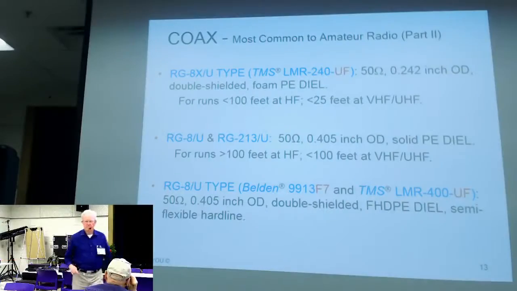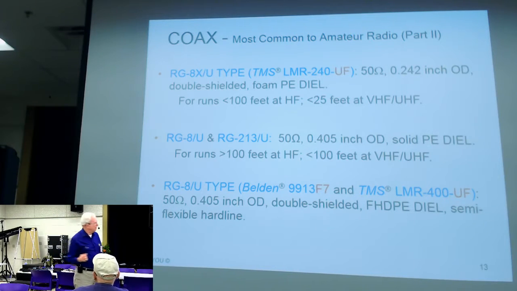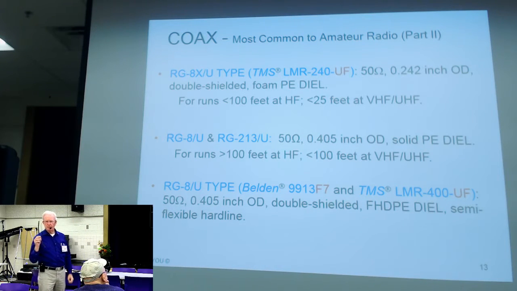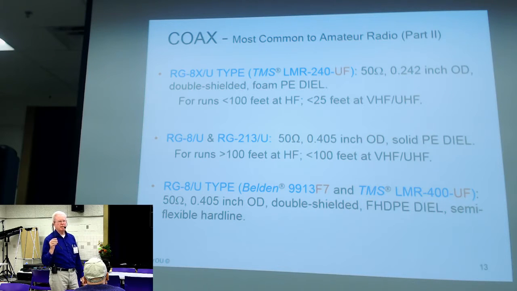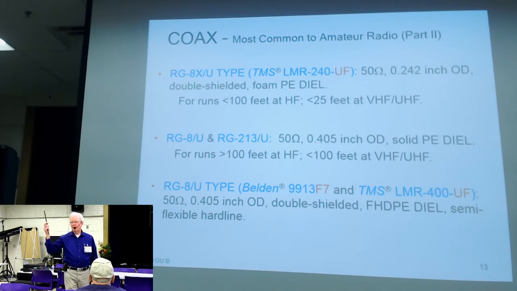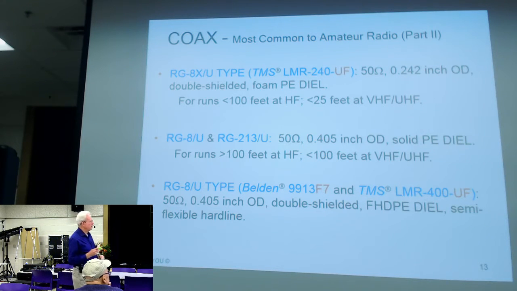Okay, guys. Now we're at the Ferrari. This is Belden 9913F7. Notice it's an RG8 type. They don't have an RG number for this, so they didn't get listed in the radio guide. They probably didn't want to spend the money. And you don't think that Times Microwave was going to let Belden get away with having the product, so they came out with LMR 400 UF. It's almost the same thing, except the jacket is a little more shiny on the Times Microwave.